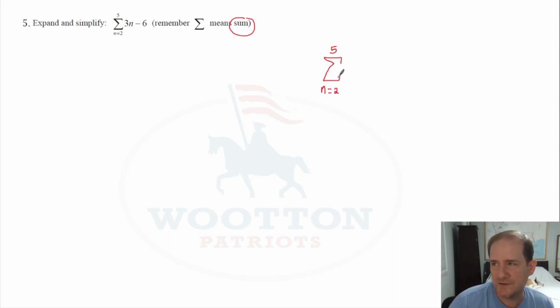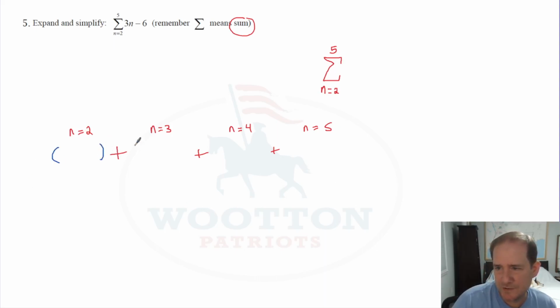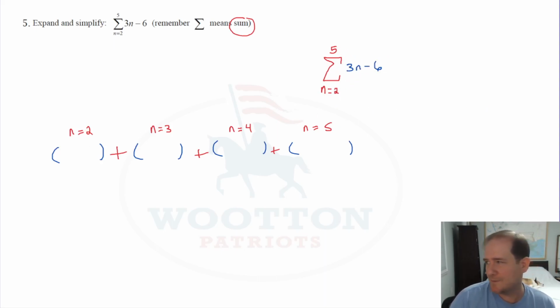So essentially this thing is saying, let n equal 2 and calculate some answer, then add to that what you get when n is 3. Then add to that what you get when n is 4. Then add to that what you get when n is 5. And because these numbers are nice and small, we can see that all we're really doing is adding up 1, 2, 3, 4 things. And those things are whatever 3n minus 6 is. That's my expression. So they essentially are just telling you to evaluate 3n minus 6 four times, at 2 and 3 and 4 and 5, and then add up all the results.